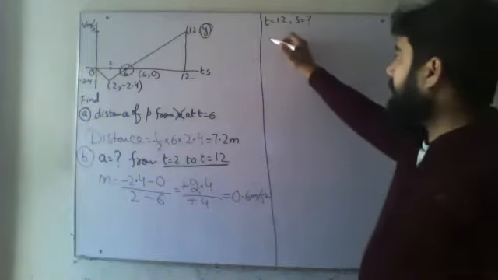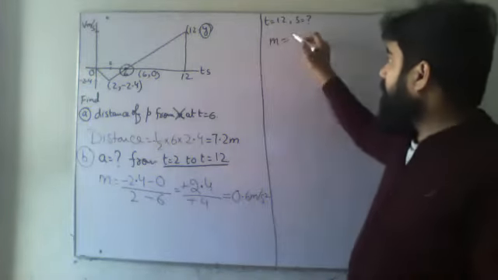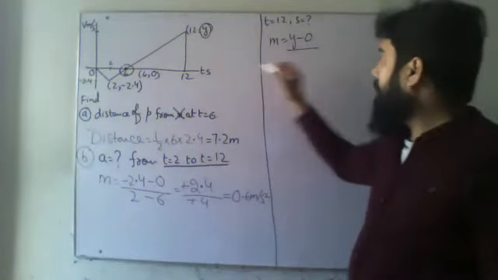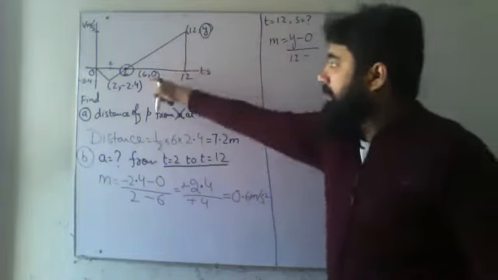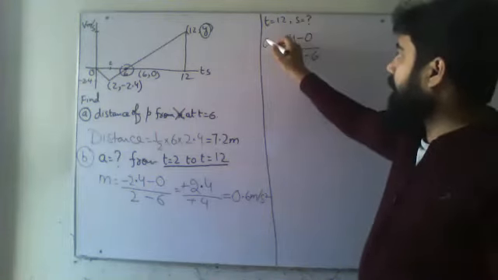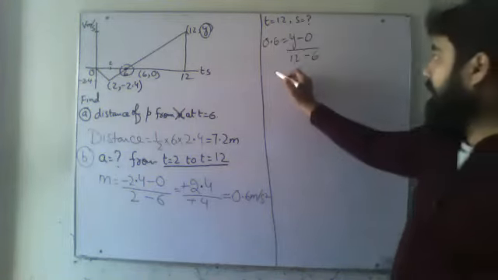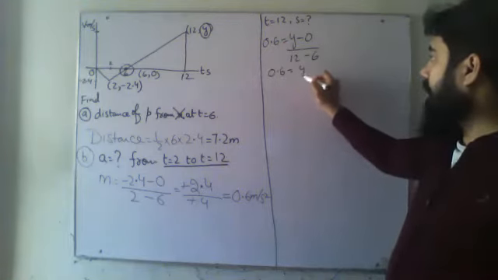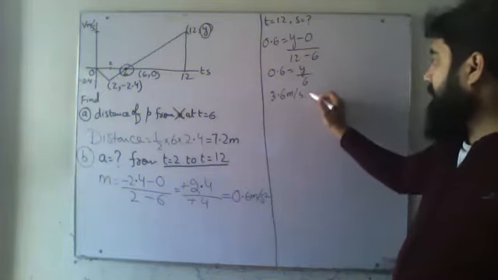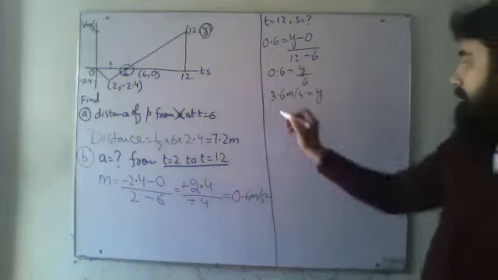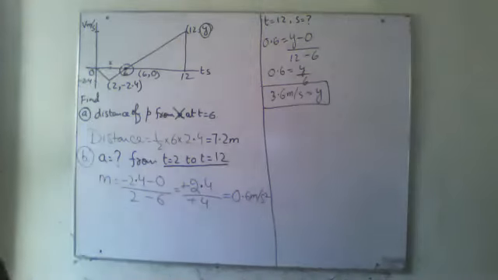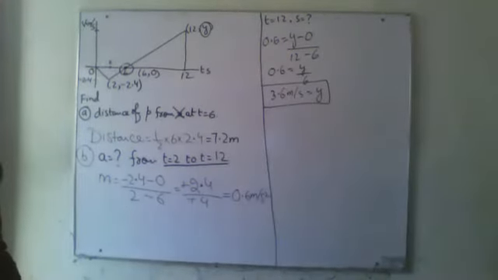How will I find it? m equals (y minus 0) over (12 minus 6). What was m coming? m was coming 0.6. Simplified, 0.6 equals y over 6. 6 shifted over here, 3.6 meter per second equals y. So what is the speed at t equals 12? The speed is 3.6 meter per second.